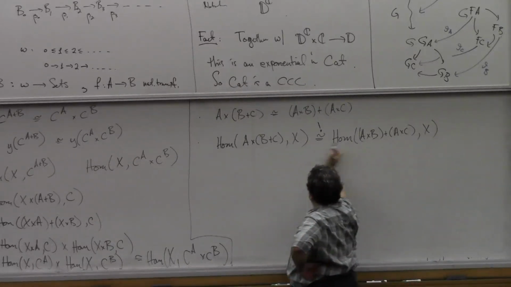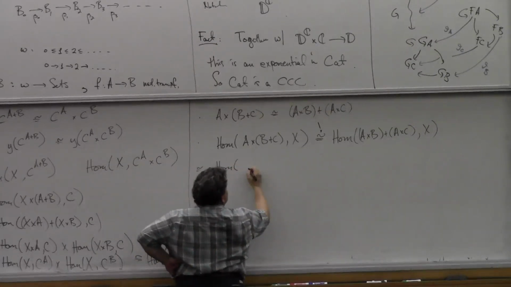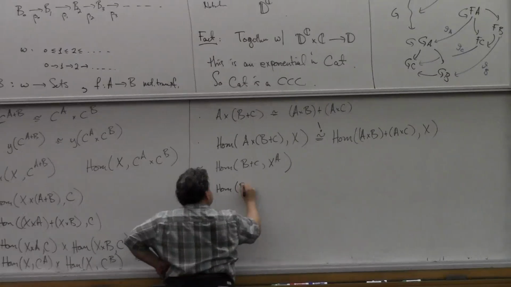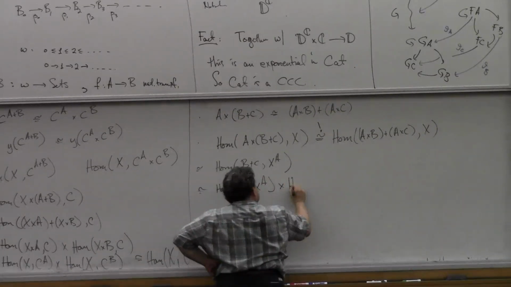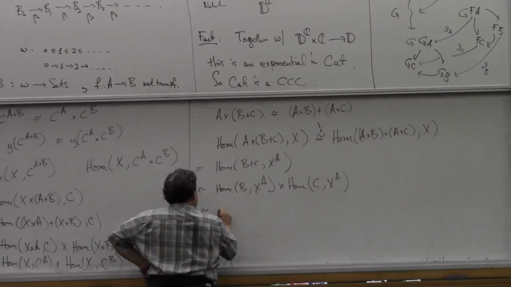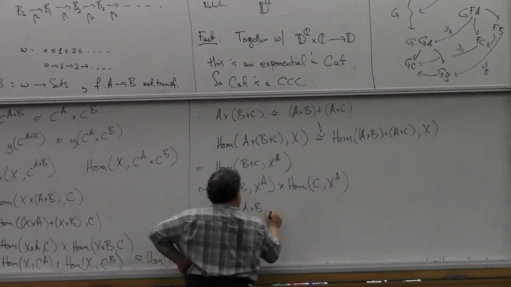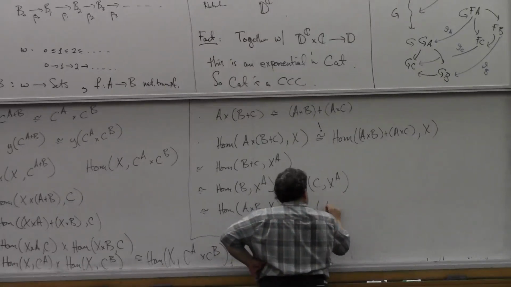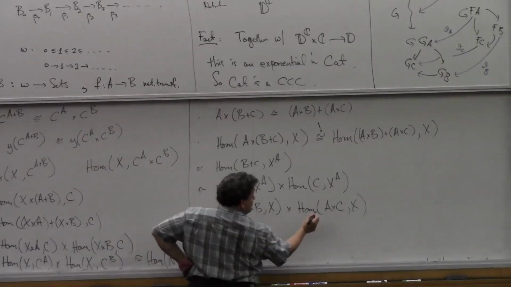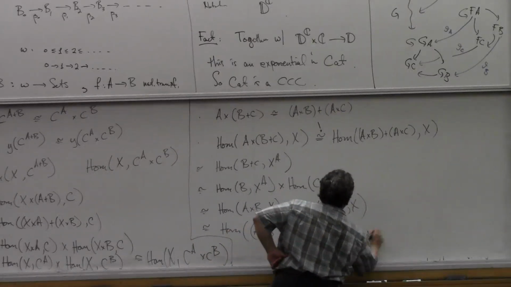And I'm HOMing out of that. And I need to show that I can get this isomorphism. But this thing now I know is HOM B plus C x to the A. And now I pull the coproduct out on the left. And now, let's see, do I just put them back down? Yeah, I just put them back down. A cross B x, yeah, that's it. And now I can push the coproduct back in on the left. So there we go.